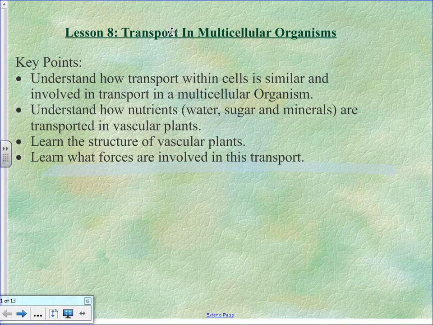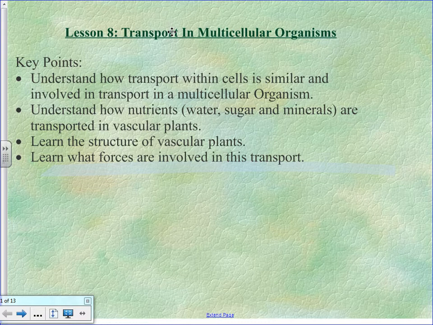Because after all, what's a multicellular organism made out of? Cells, okay? Lots and lots of cells. So we still have to use these processes, and these processes can create forces that can be used to move even large amounts of material, all right? And that's what we're going to look at today. So we need to understand how transport within cells is similar and involved in transport in multicellular organisms.